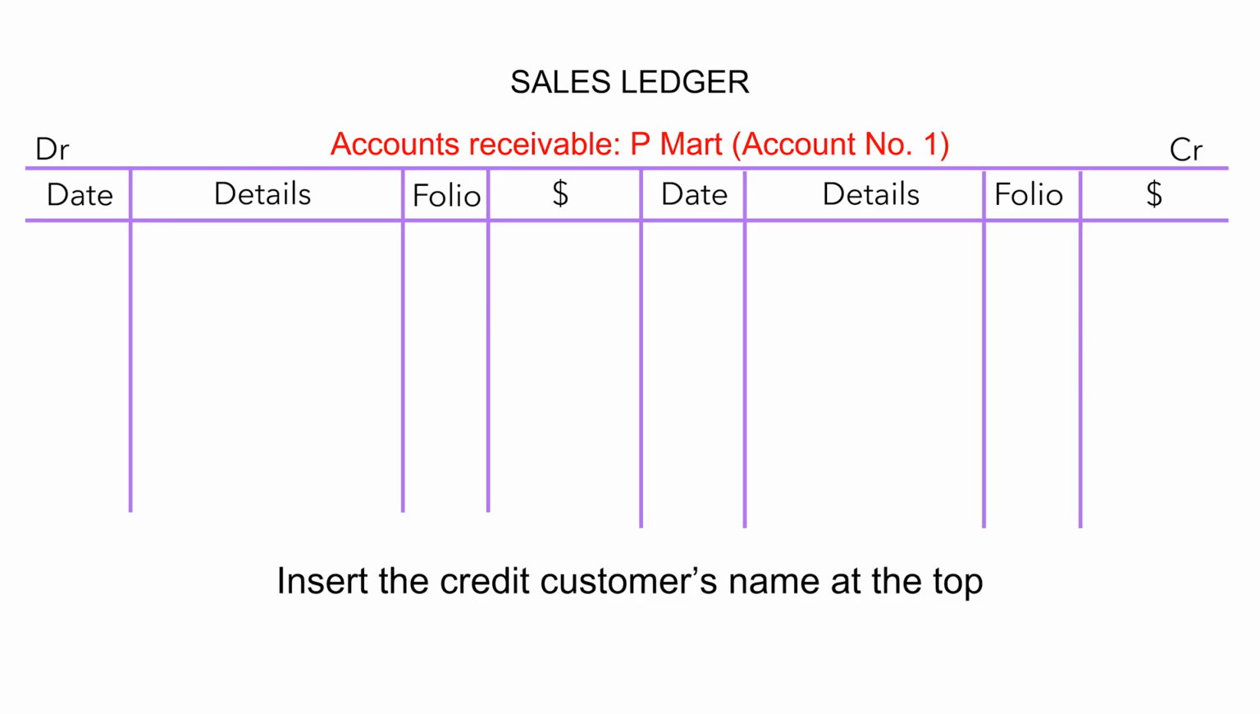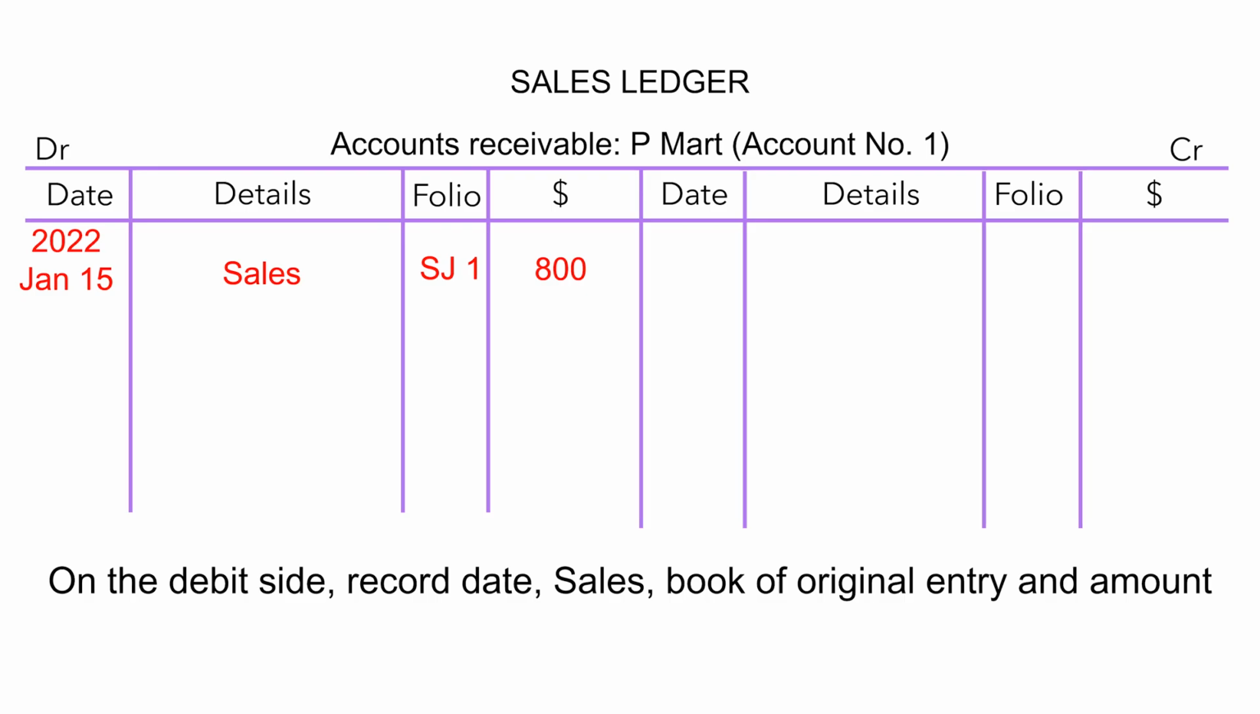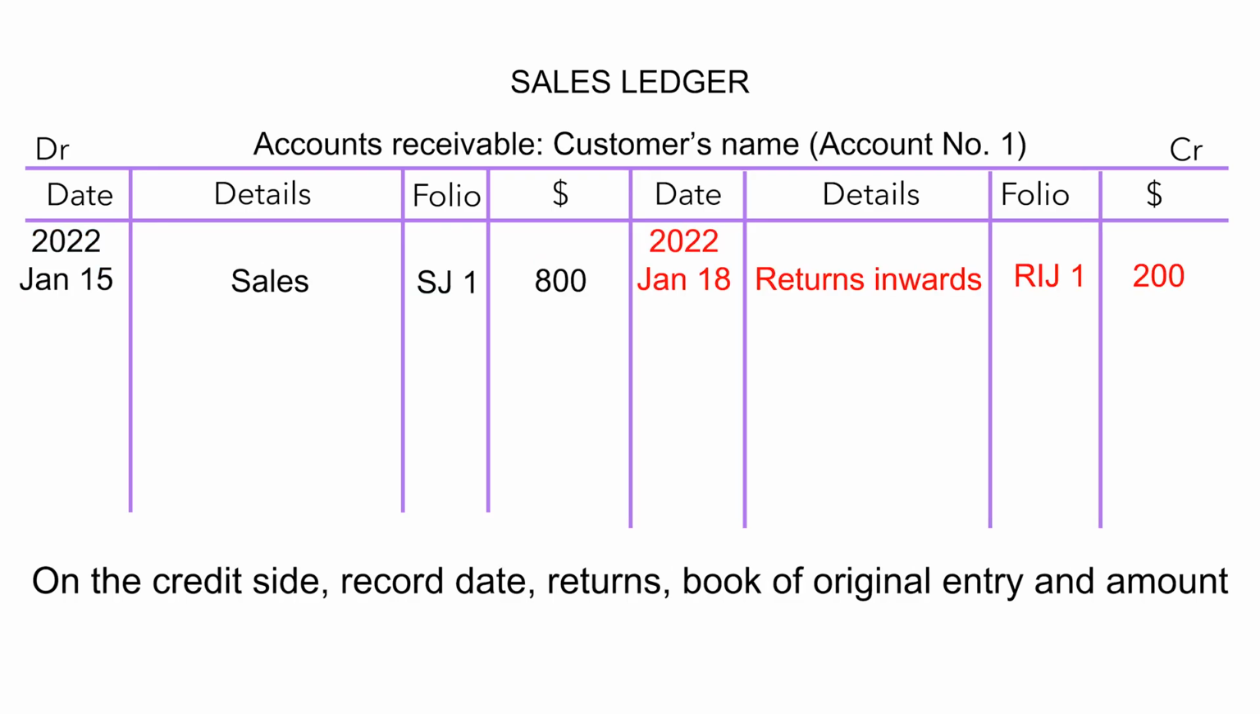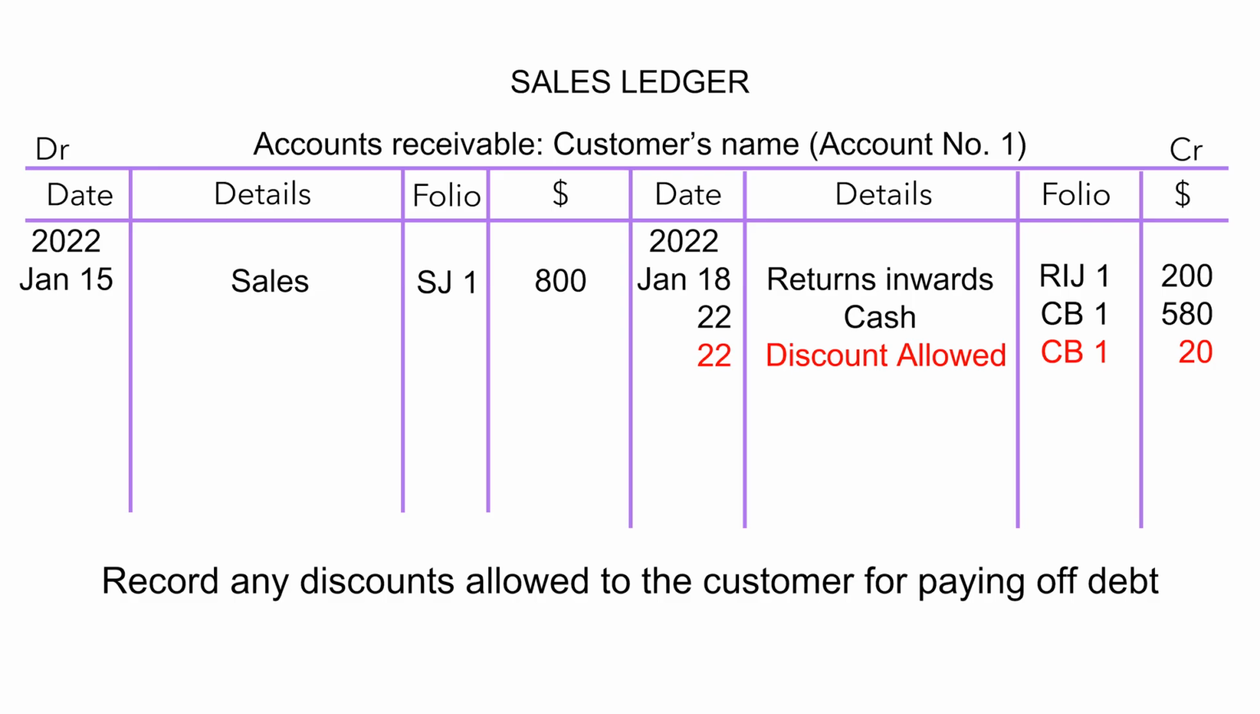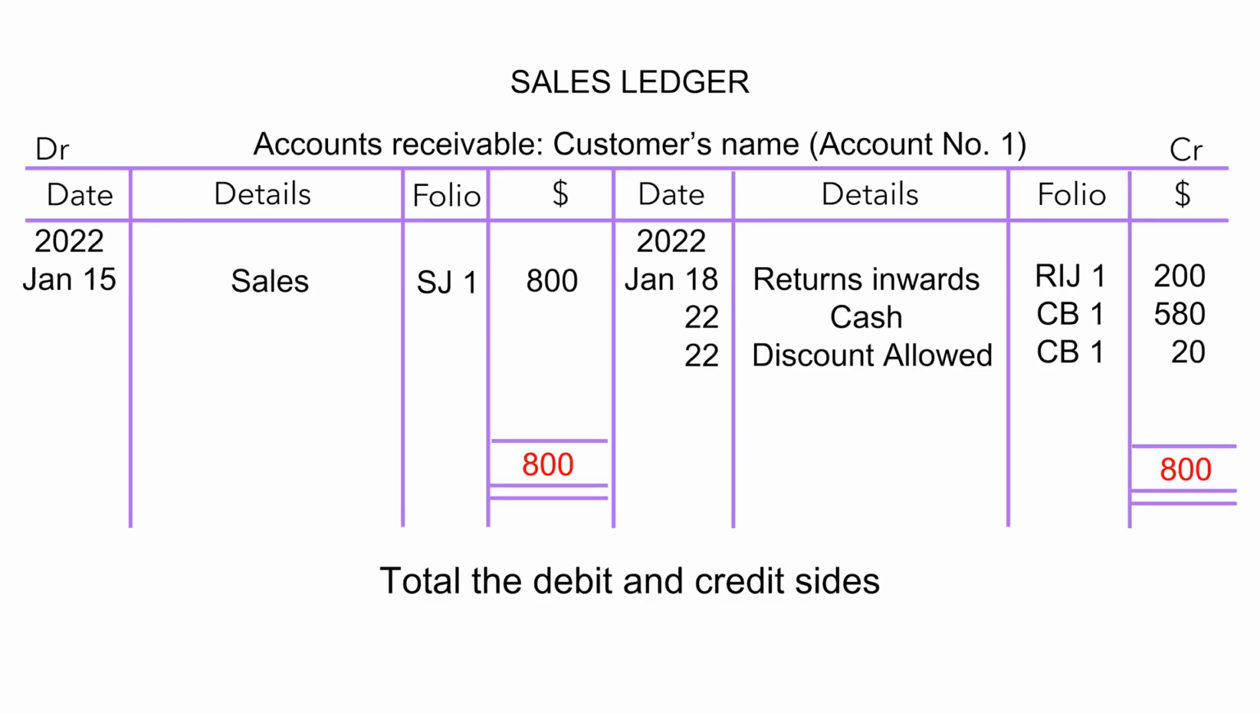Insert the credit customer's name at the top. On the debit side, record date, sales, book of original entry and amount. On the credit side, record date, returns, book of original entry and amount. Record any payment that the customer made to the debt. Record any discounts allowed to the customer for paying off debt. Total the debit and credit sides. A balanced account means it is closed off.